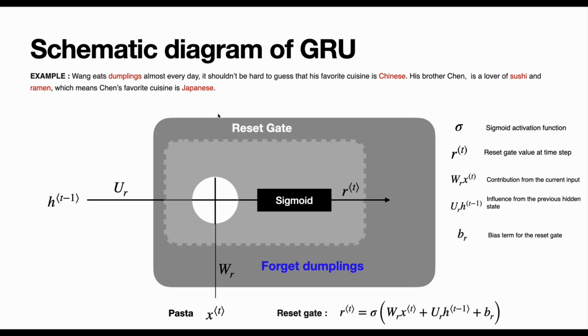For example, in the given scenario, the reset gate helps decide whether to retain or forget specific details, such as dumplings for Wang's preferences, indicating Chinese cuisine, versus sushi and ramen for Chen, indicating Japanese cuisine. The selective memory update ensures that only the most relevant information contributes to the decision-making process, making GRUs more efficient at handling complex sequential data.